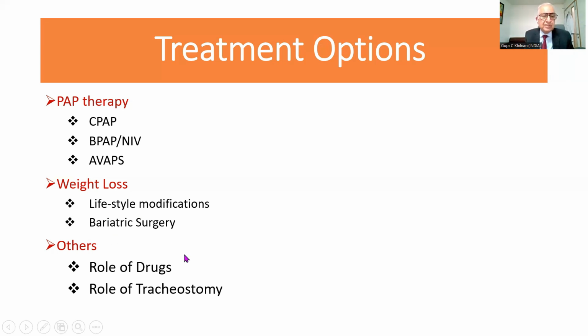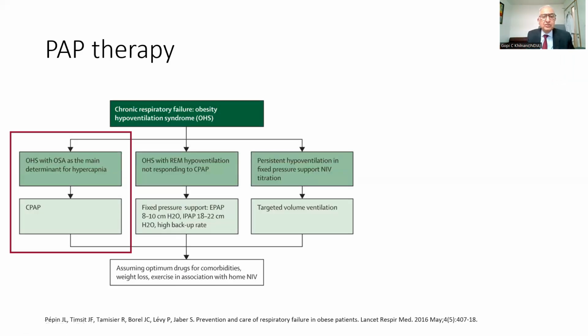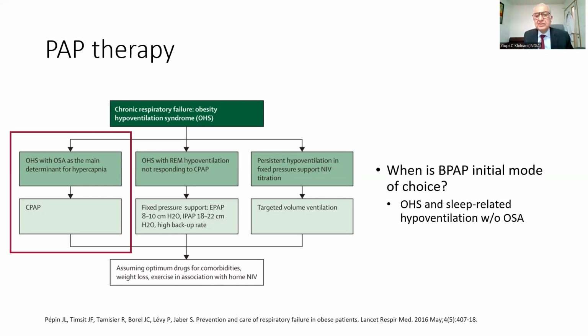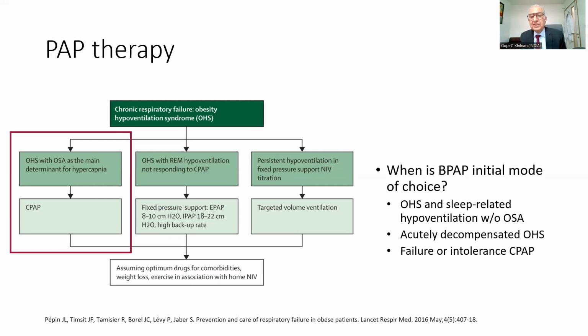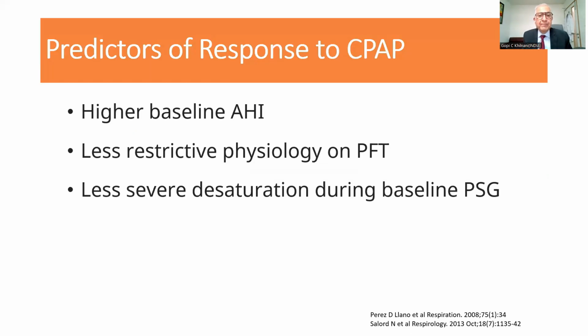Is there a role of drugs? Is there a role of tracheostomy? I'll be talking briefly. So positive airway pressure therapy is important for managing OHS and OSA, and it is also useful for acutely decompensated OHS which presents in type 2 respiratory failure, and also in patients who fail CPAP therapy.